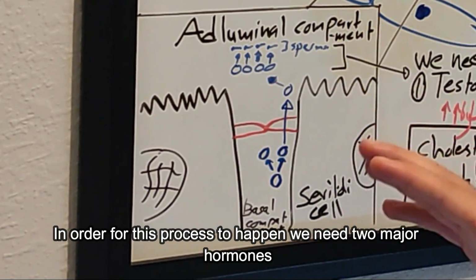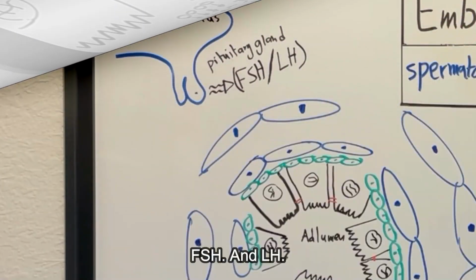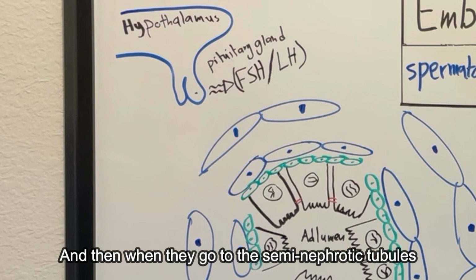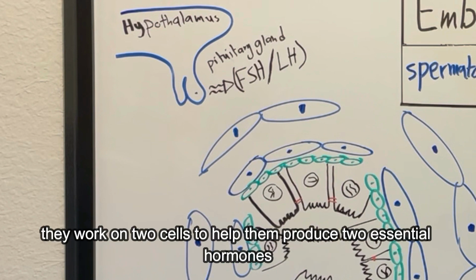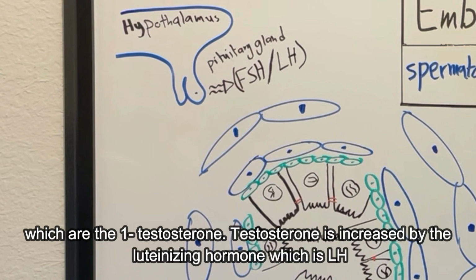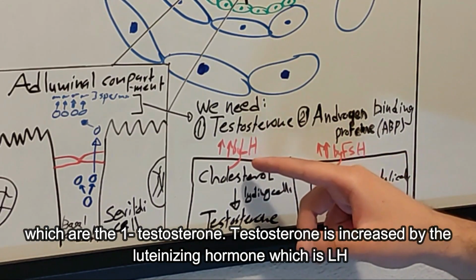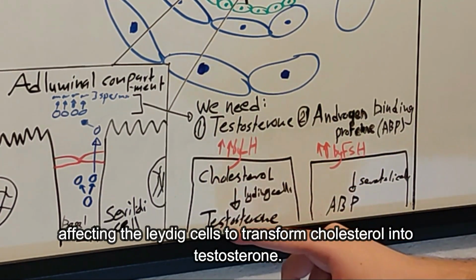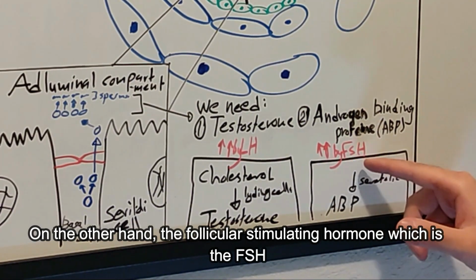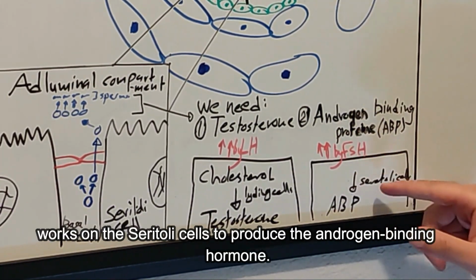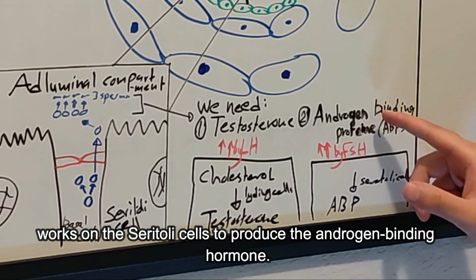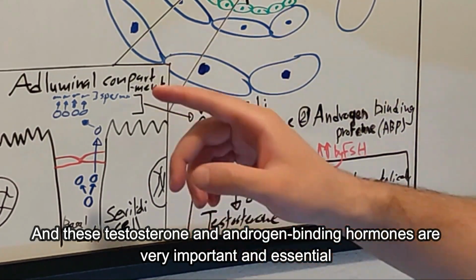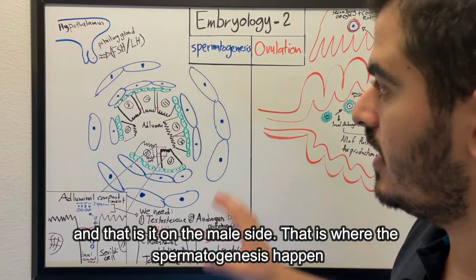In order for this process to happen, we need 2 major hormones, the FSH and LH. These hormones are produced by the pituitary gland, and then when they go to the seminiferous tubules, they work on 2 cells to help them produce 2 essential hormones, testosterone and androgen binding hormone. Testosterone is increased by the luteinizing hormone, which is LH, affecting the Leydig cells to transform cholesterol into testosterone. On the other hand, the follicle stimulating hormone, which is the FSH, works on the Sertoli cells to produce the androgen binding hormone, and these testosterone and androgen binding hormones are very important and essential to activate the process of meiosis. And that's it in the male side.